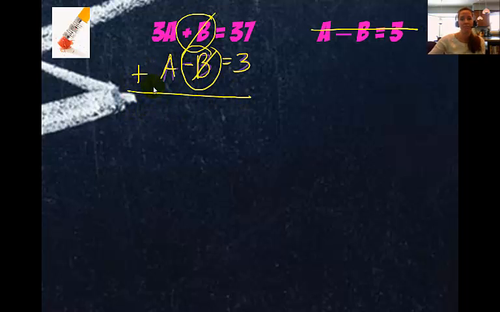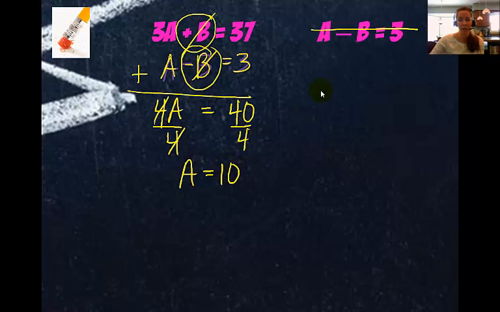So I have 3 apples and an apple, so that's 4 apples. And 37 plus 3 is 40. Divide away your 4's, and a equals 10. Not too bad, right? I can plug that into either equation. Let's go ahead and plug it into the easier one on the right. a minus b was 3.